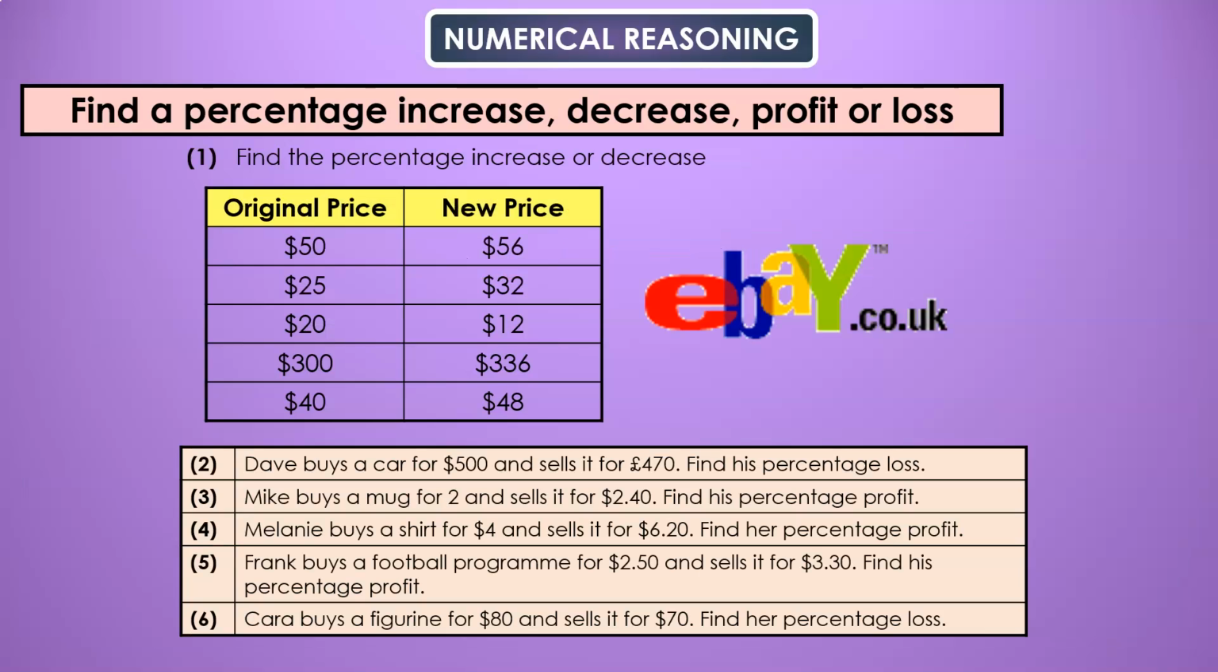Okay, here's a task. There's a number of items that were on eBay, and then they've had their prices changed. I want you to decide whether it's a percentage increase or decrease, and then say in percentage terms how large that increase or decrease was. Then there are also some questions that follow as well. So pause the video now.